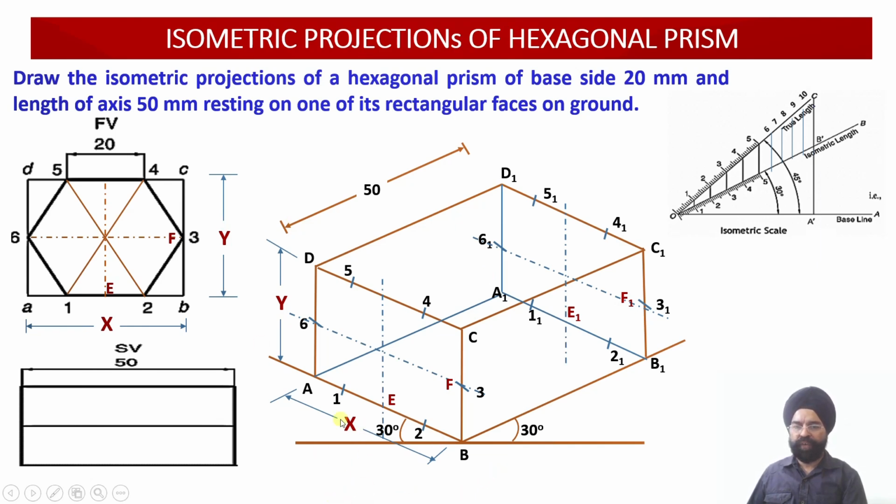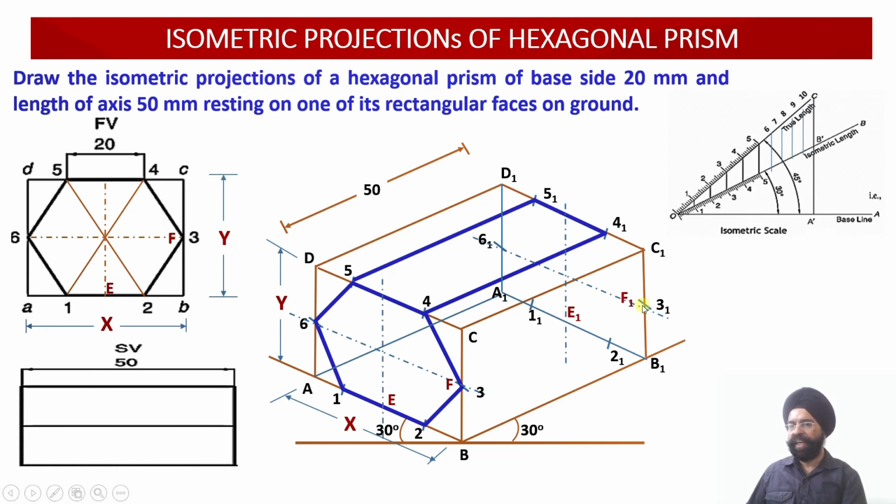Now the observer is going to look at this prism from this side. So all the edges of the front face will be visible. So 1, 2, 2, 3, 3, 4, 4, 5, 5, 6, 6, 1. They will all be joined dark. Step number 1. Step number 2, this top surface is visible. So this has been joined dark. Similarly, 3 and 3, 1, this is visible. It will be joined dark.